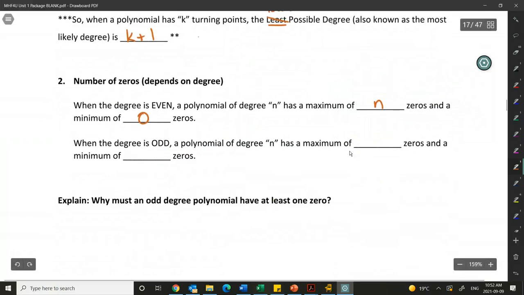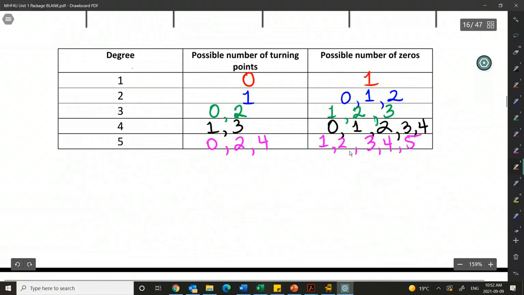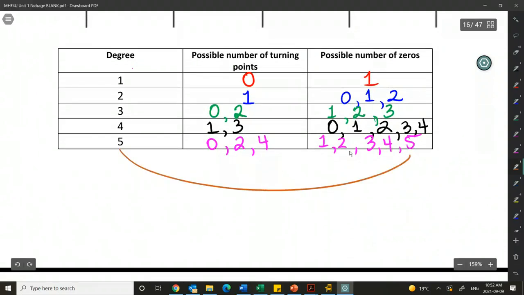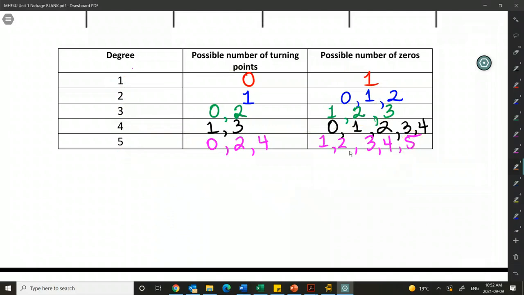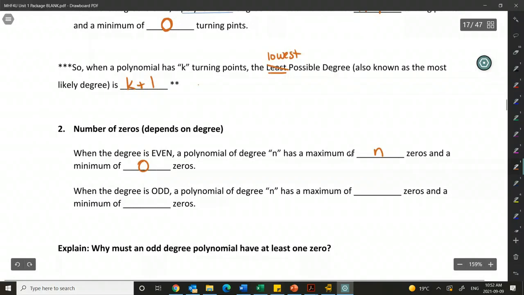Okay, odds, maximum number of zeros for any odd degree polynomial. What do you see in the chart for zeros? Kenzie? N, so equal to the degree, right? 1 can have up to 1, 3 can have up to 3, and 5 can have up to 5, and so on. So it will be n.